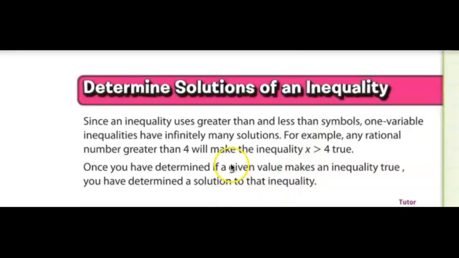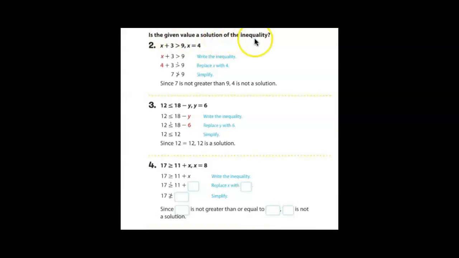Now we're going to look at some examples of how we plug in the one answer to see if it makes it true or not. Is the given value a solution to the inequality? So x plus 3 is greater than 9. If they want you to check to see if 4 will work, you just replace the letter x with the number 4. 4 plus 3 is 7. 7 is not greater than 9, so you just cross it out with a little mark there. So that's not one of the solutions.